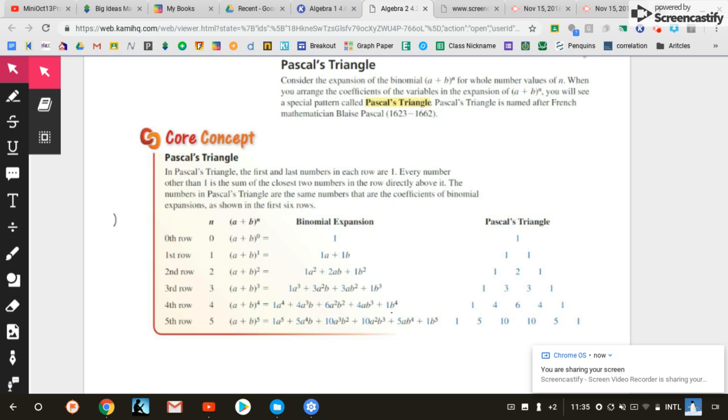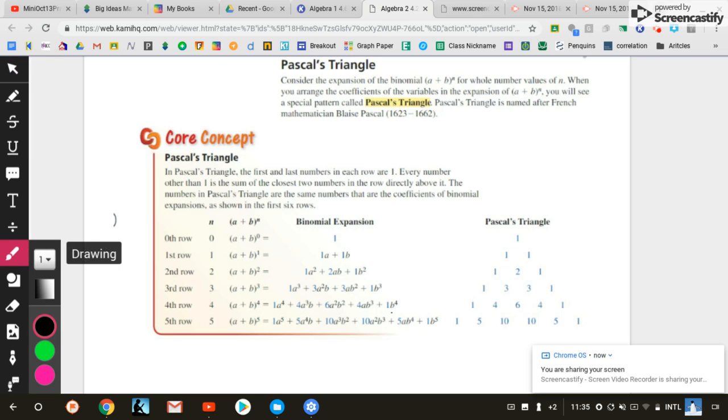Now, if I were to actually FOIL that out as a plus b times a plus b and simplify, I would get a squared plus 2ab plus b squared, where the coefficients are 1, 2, and 1. And anyway, you can keep going, and if you expand it, you get this triangle. Well, then what Pascal did was he took those coefficients and created this triangle. And hopefully you see a pattern.